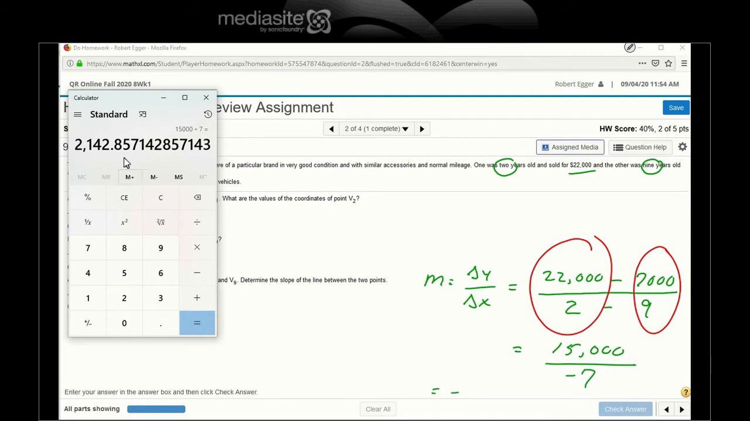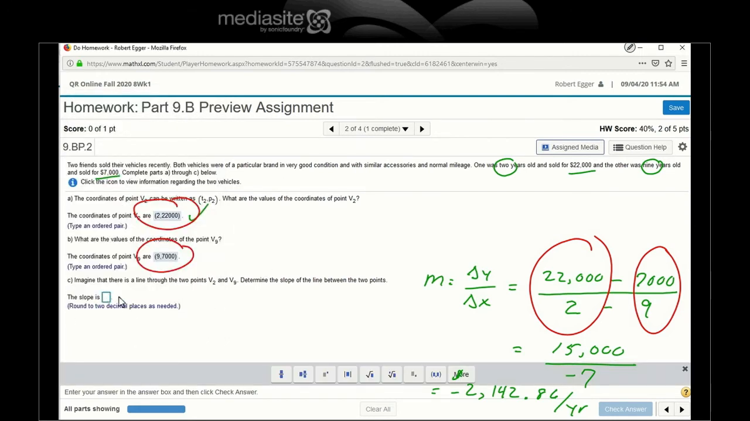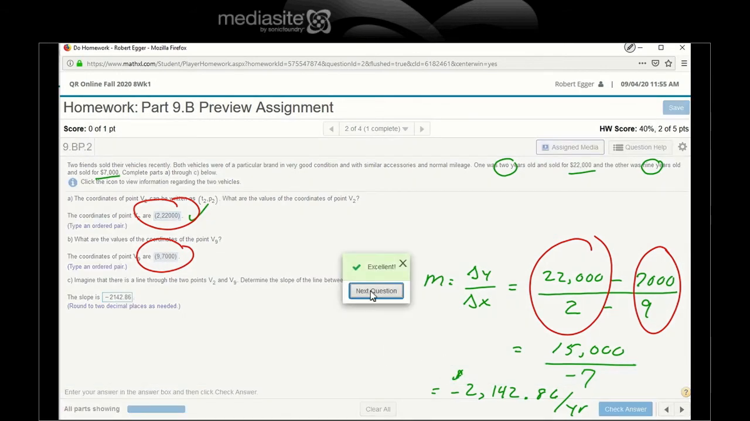Let's say minus $2,142.86 per year. Minus 2142.86, to 2 decimal places. There's the penny. Alrighty.